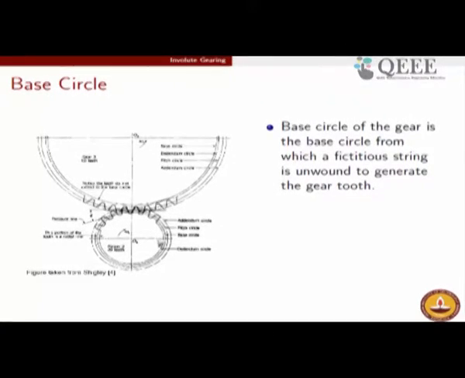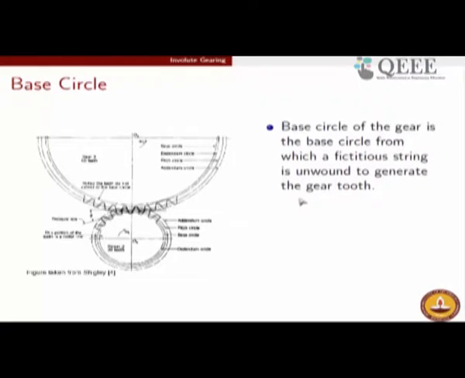Here we have shown two gears, and this figure is taken from Shigley's book again. Here we have the base circle which has been marked, and the dedendum circle, which is the circle passing through the bottommost point of the gear tooth profiles. There is a pitch circle similarly marked, and an addendum circle similarly marked. The base circle is a completely different concept from the dedendum circle.